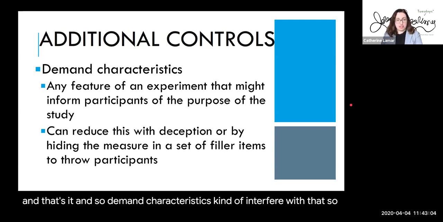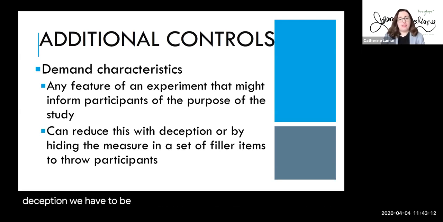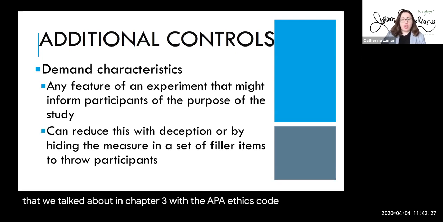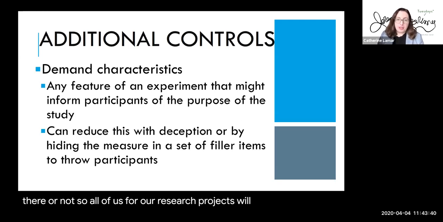So we can reduce demand characteristics with deception, where we don't tell participants about the true purpose of the study. But when we use deception, we have to be really careful. We can't deceive participants in a way that would be unethical. Deception, especially in more modern experiments, must absolutely maintain the ethical standards that we talked about in Chapter 3 with the APA Ethics Code. Also, if we ever use deception, we always have to debrief our participants. And generally, it's always best practice to debrief whether deception is there or not. So all of us for our research projects will have a debriefing form.